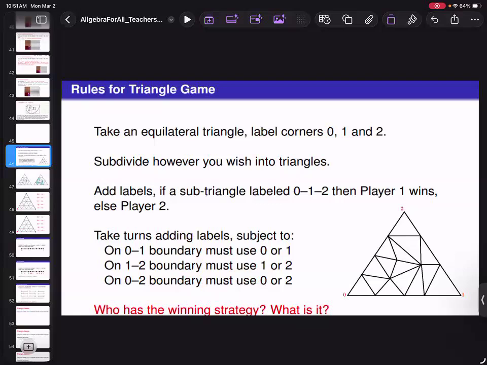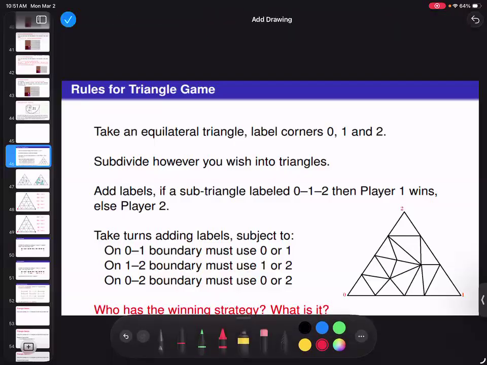On the bottom, I can only use the labels 0 and 1 because that's what the two corners are. On the right side, I can only use 1 and 2. And on the left side, I can only use 0 and 2. On the inside, I can do whatever I want. So down here, it's only 0 and 1. Here, it's only 1 and 2. Here, it's only 0 and 2. So that's a 2 there, that's a 1 there, and that's a 0 there. And then on the inside can be anything.